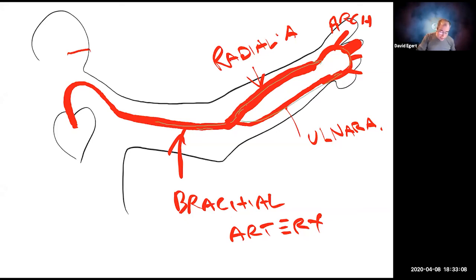We call this anastomosis. Anastomosis just means that there are interconnections and there's more than one way to get to the same place. So if I'm trying to get to my finger here, I can either go down the radial artery and come from this side, or I can go down the ulnar artery and come around from the other side.